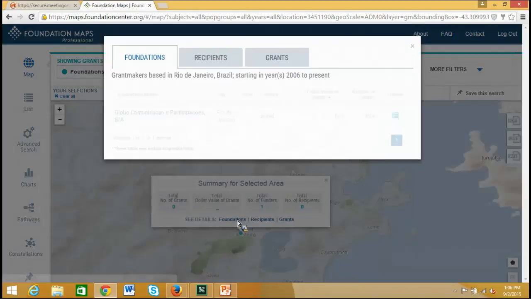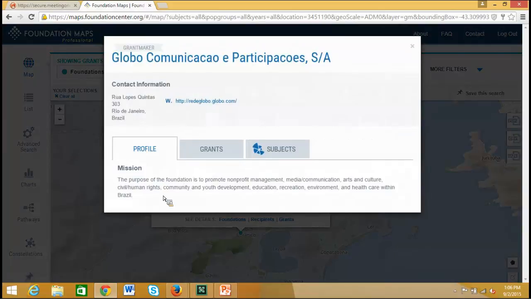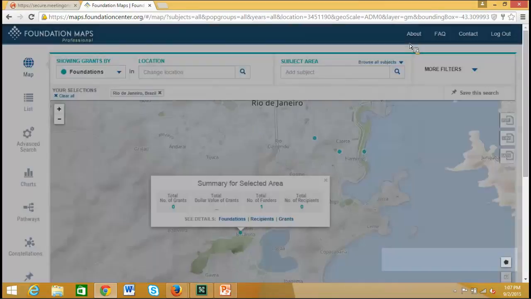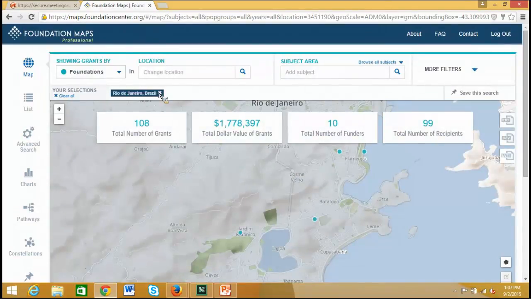Again, there are no grants associated with Zone Global. My Portuguese is terrible, so I won't try to pronounce it or butcher it. The purpose of the foundation is to promote nonprofit management, media communication, etc. We knew people wanted to see this because the question comes up: how many Brazilian foundations do you have in the database? Before, we were only showing the foundations for which we had grants that we could attribute.